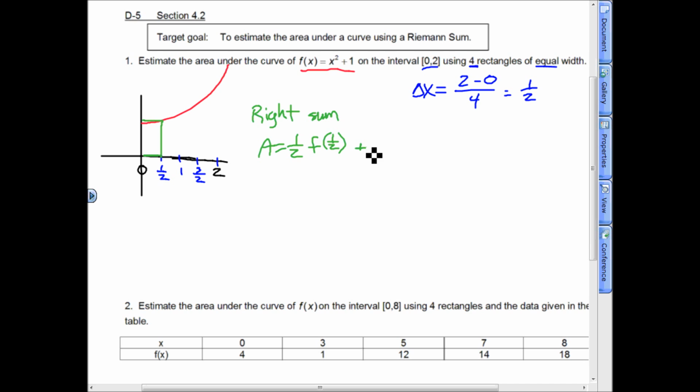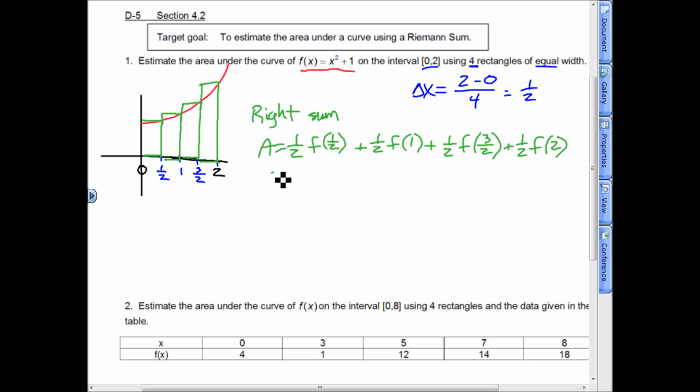Plus my second rectangle. Again, half a unit wide. Go to the right side of it. How tall is it? It's about f of 1 units tall. Again, we're overestimating. Plus the third rectangle. Half a unit wide. Go to the right side of it, which would be 3/2. That would dictate the height: 1/2 f of 3/2. And then last but not least, the last rectangle. It's about 1/2 a unit wide. How tall is it? It looks like f of 2. So there's my right sum.